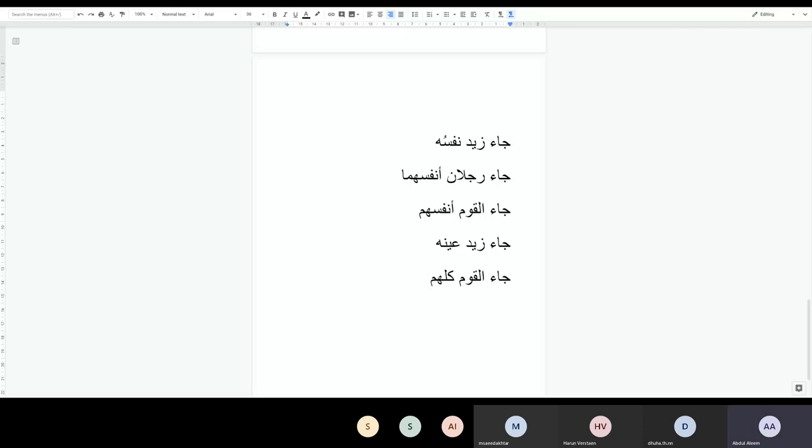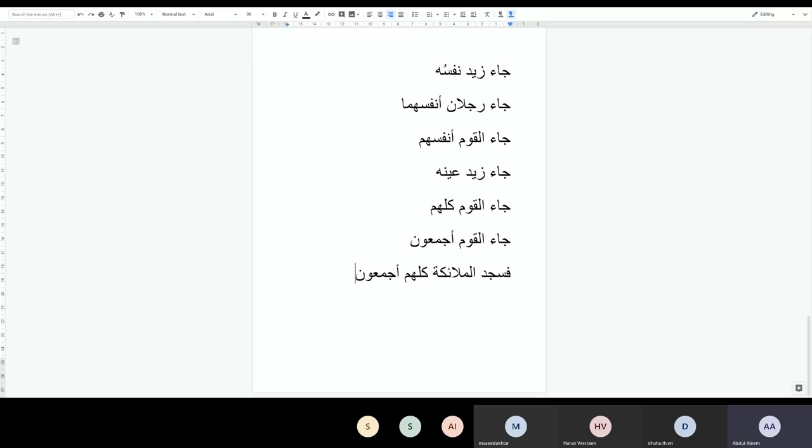And then we have ajma. Ja'al qawmu ajma'un. القوم أجمعون. So أجمعون is always used in the plural sense. رأيت القوم أجمعين. مررت بالقوم أجمعين. In the Quran, for example, فَسَجَدَ الْمَلَائِكَةُ كُلُّهُمْ أَجْمَعُونَ. So we have two words of tawkid used in this ayah. Now, this is the bab of tawkid.